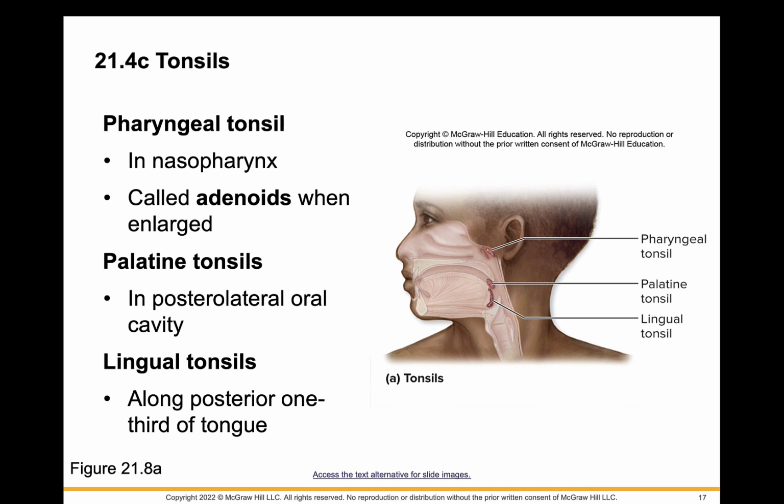Now, we're moving on to tonsils, and there are actually 3 sets of tonsils. Within the nasopharynx, we're going to find the pharyngeal tonsils. You may quite often have heard of the pharyngeal tonsils referred to as adenoids, and that's what they're called when they become enlarged. We have the palatine tonsils, and they are going to be in the oral cavity. And then we have the lingual tonsils, and they are going to be posterior along the tongue.